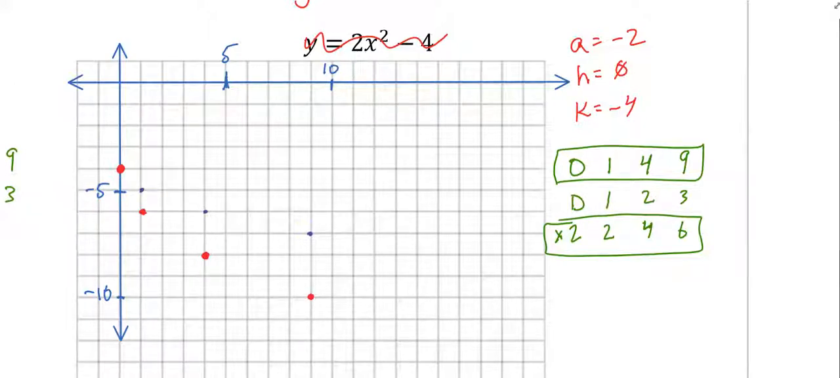So see how this has stretched. It has stretched the graph vertically from where it would have been. Because from here I would have gone down 3, but instead I'm going down 6, because I'm multiplying those by 2 since it's vertical.